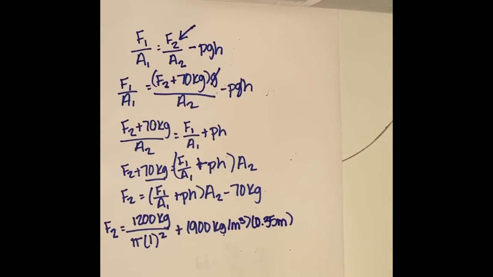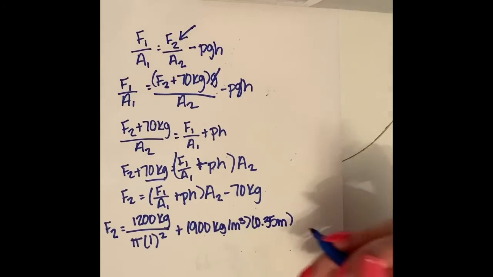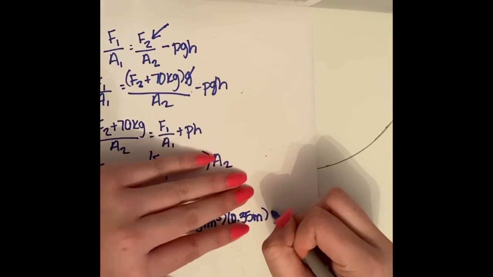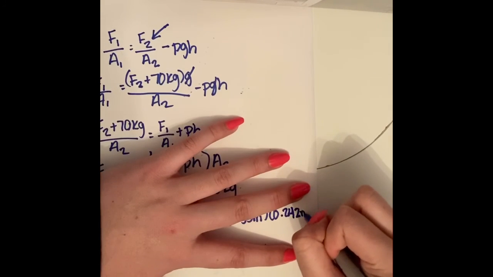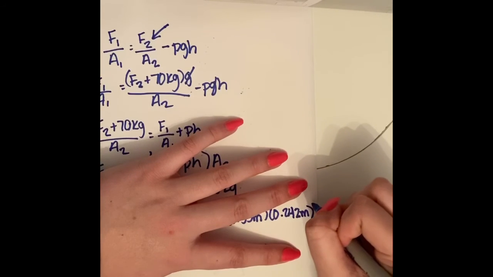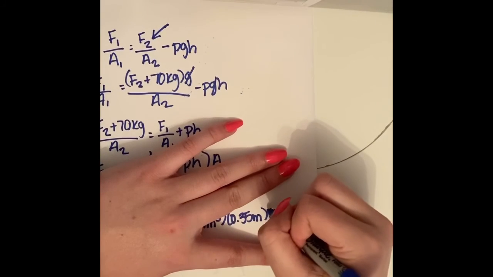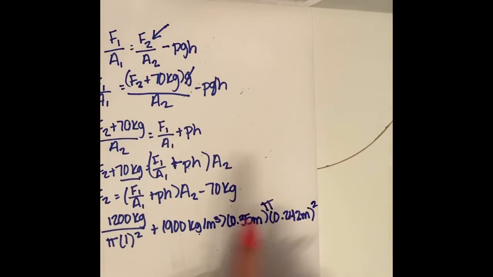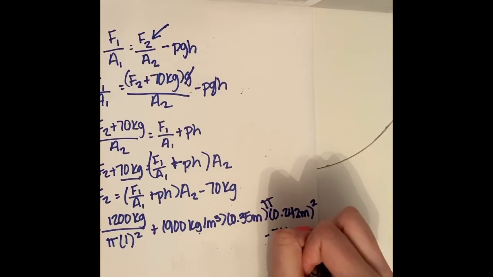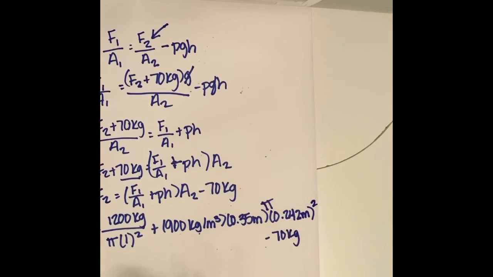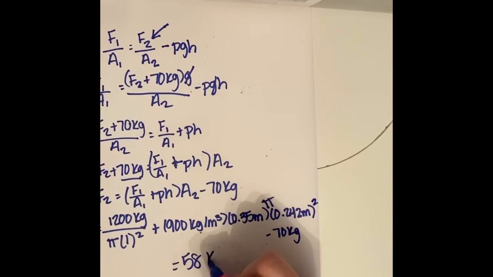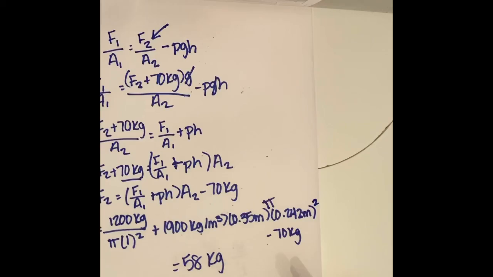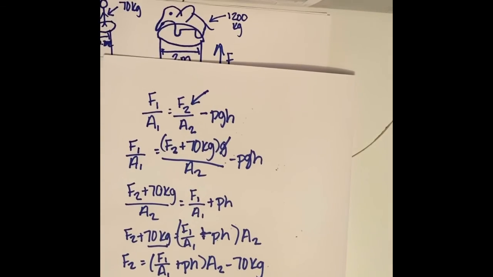A2 is what we solved in the last part, which is 0.242 meters squared, times pi, and then minus 70 kilograms. You punch this into your calculator and your end result is 58 kilograms. So the second student added to the side of the piston weighed 58 kilograms.